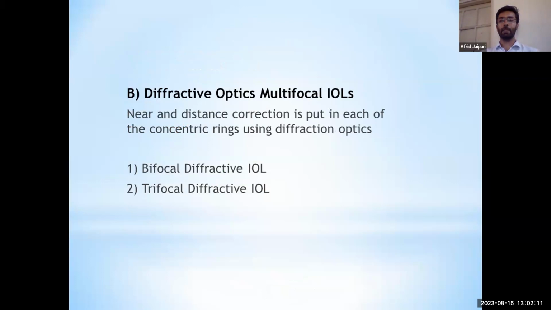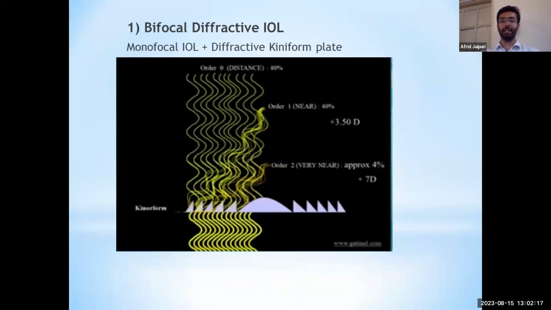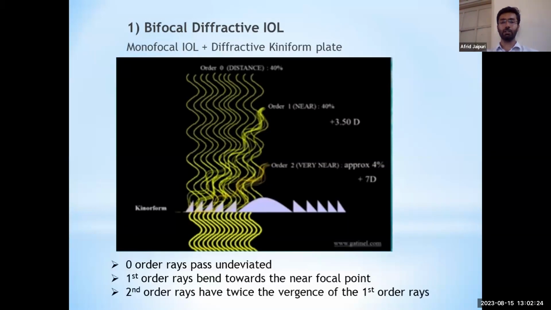They can be bifocal or trifocal. The bifocal IOLs have a monofocal IOL along with a diffractive cuneiform plate. The cuneiform plate has multiple ridges from center to periphery, which splits the light into different orders of rays. The zero order rays pass undeviated, and the first order rays bend towards the near focal point.